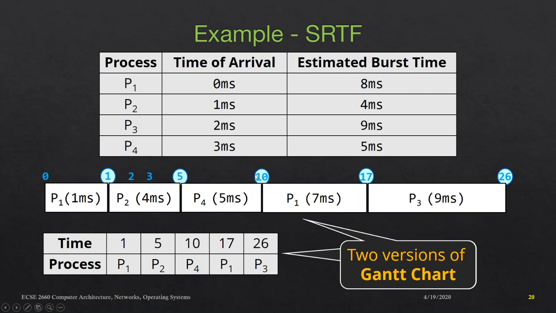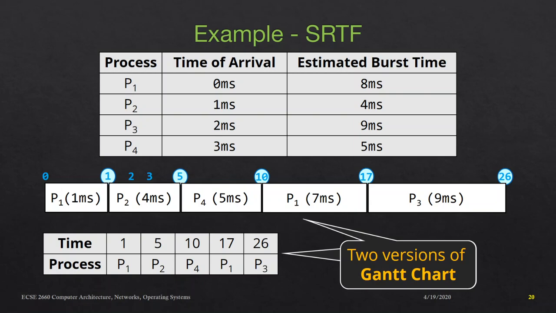And that data is also captured in this table, where the top row is time in milliseconds and the bottom row is process. So process P1 worked for the first time unit until 1, process 2 worked until 5, so 1 to 5 P2 was working, 5 to 10 P4 was working, 10 to 17 P1 was working, 17 to 26 milliseconds P3 was being run on the CPU.